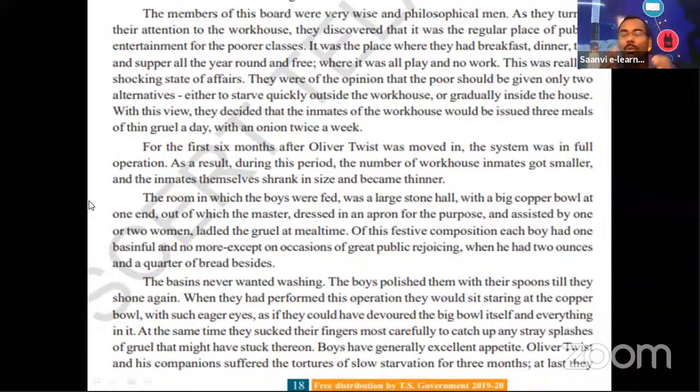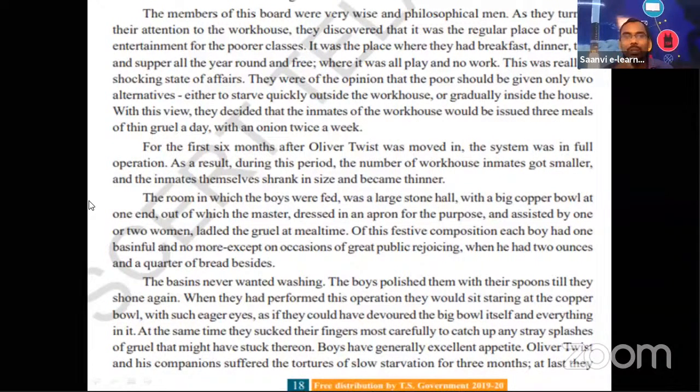So they have never got sufficient food to eat. Every day, whenever they were offered some food, the situation is different. See the situation of the children there. It is very horrible, isn't it? With such eager eyes, as if they could have devoured the big bowl itself and everything in it. It looks like their eyes could eat something more. At the same time, they sucked their fingers most carefully. For what purpose? To catch any stray splashes of gruel that might have stuck thereon.